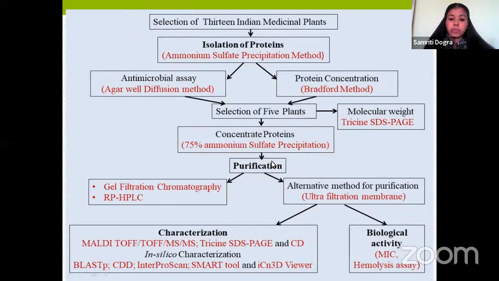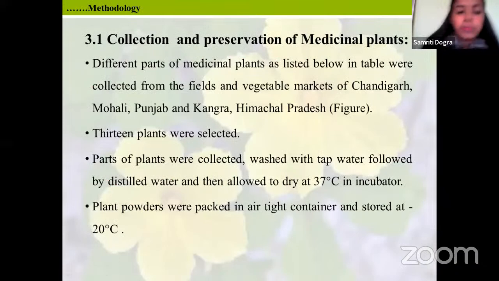Then purification was carried out using gel filtration and HPLC. An alternate method was used for purification in which ultrafiltration membranes were used. Then characterization using MALDI-TOF MS/MS, Tricine SDS-PAGE, and CD was carried out. In silico characterization was carried out using various tools like BLASTP, CDD, InterProScan, SMART tool, and iCn3D Viewer. For biological activity, MIC and hemolysis assay were carried out. So this is all about the detail of my methodology.